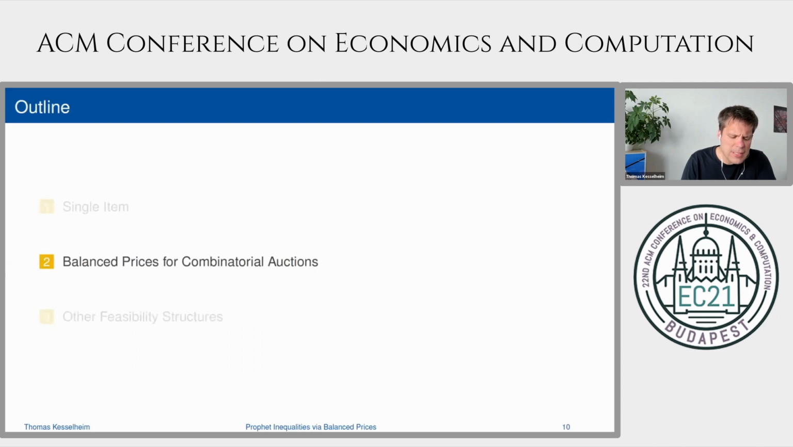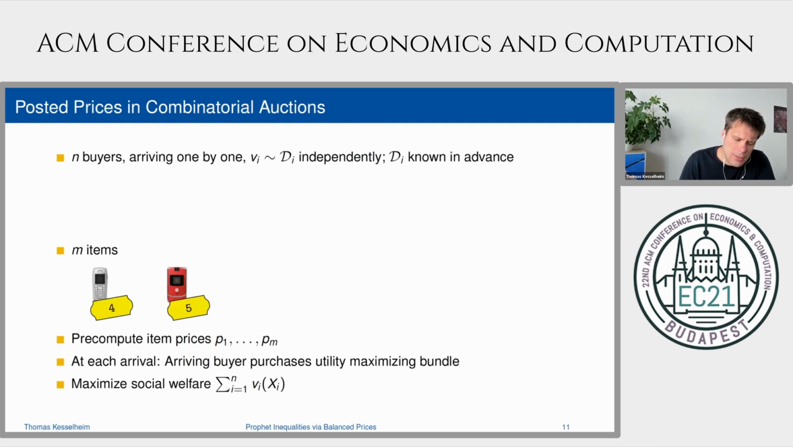Good. Now let's turn to this combinatorial auction setting. In this setting, what I now would like to do is devise a very simple algorithm, a very simple mechanism. Namely, I want to post prices to the items. So I have these n buyers arriving one by one. Each of them has a valuation function, which is drawn from a probability distribution. This probability distribution is known to me in advance. And then I want to pre-compute some item prices based on the knowledge of these distributions, such that whenever a buyer arrives, they may just purchase their utility maximizing bundle, and this gives me a good approximation of the optimal social welfare.